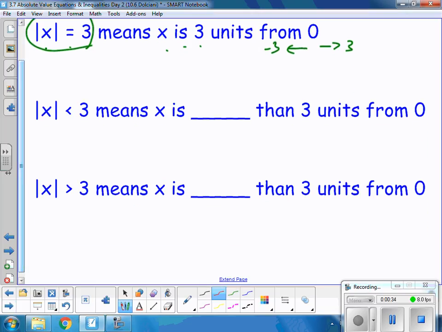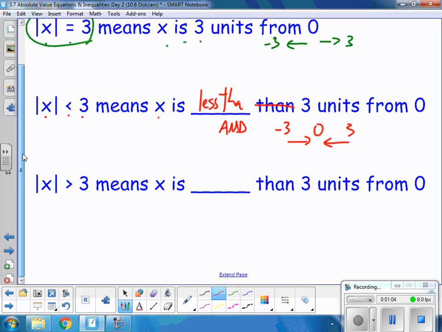So the absolute value of x is less than 3. That's what this is saying. It means that x is less than, and there's my than already, 3 units away from 0. Okay, that being the case, I know that at 3 and at negative 3, it's less than that. So it's less than this, and it's less than that. So I got a bit of an intersection going on here. Less than, and this is where we're getting our and from.